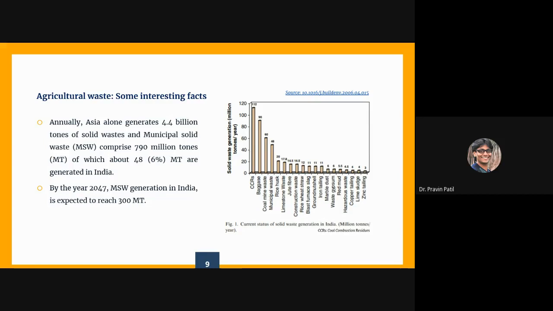So all this waste, whether it is coming from the crop yield or from food processing, is being dumped in yards, where only 2 to 3% is being recycled or processed. So the remaining 90 to 95% must go through some useful application.